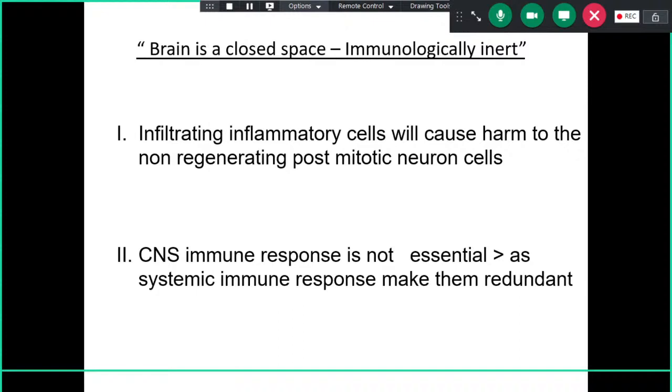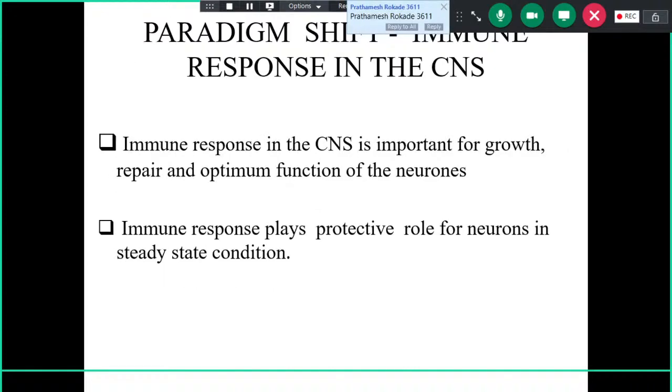It has all kinds of innate immune response. You have adaptive immune response, both humoral as well as cell-mediated, in addition to natural killer cells and so on and so forth. So it was thought that because you have such a robust immune response in the periphery, the brain does not need one. But the whole idea of the brain being immunologically inert is not correct anymore. There is a paradigm shift.